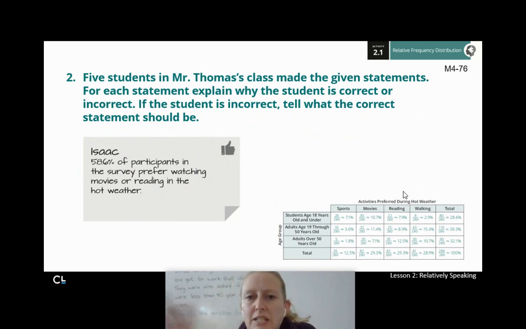And on pages 76 and 77, you've got 5 students. You can see some of them on page 76, you've got to flip over, and some of them are on page 77. 5 students in Mr. Thomas's class made the given statements, and you can see thumbs ups and thumbs down on them. For each statement, explain why the student is correct or incorrect. And if the student is incorrect, can you tell what the correct statement should be? Go ahead, hit pause, jot down your thoughts for all 5 of these students, and then hit play when you're ready to check your work.